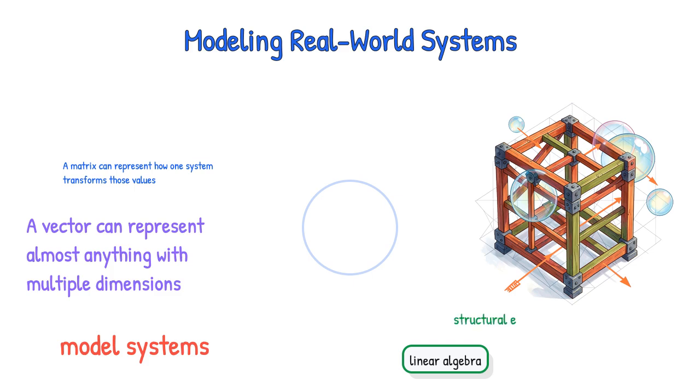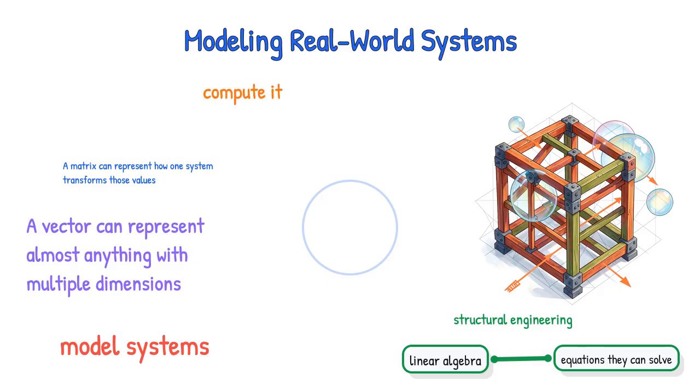For example, in structural engineering, a building does not just take force. Different beams, joints, and supports all influence each other. Linear algebra lets engineers turn that complexity into equations they can solve. That means instead of guessing how a structure behaves, engineers can compute it.